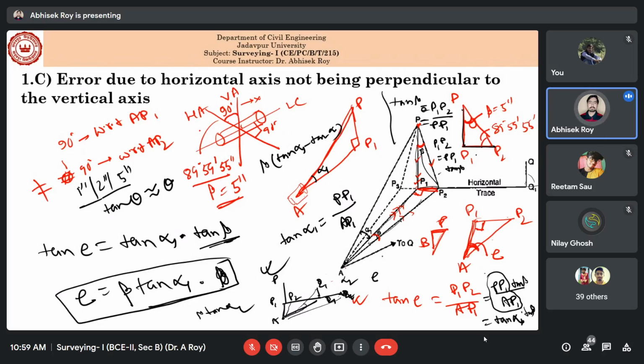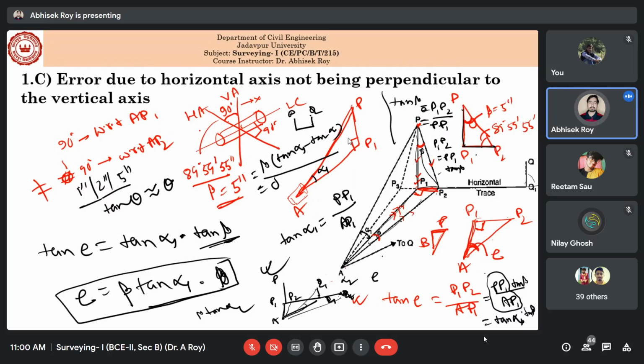And in this case also, if P and Q are at the same level, then the error will be nearly 0. That means when alpha 1 is equal to alpha 2, the error will be nearly 0, like the previous case also. The measurement error in the angle will be beta into (tan alpha 1 minus tan alpha 2). That means the measurement error in this one minus the measurement error in this one. And it will be nearly 0 when both are at the same level, because at that time alpha 1 will be nearly equal to alpha 2. So the error will be nearly 0. But obviously if the level difference is there, the error will be there.